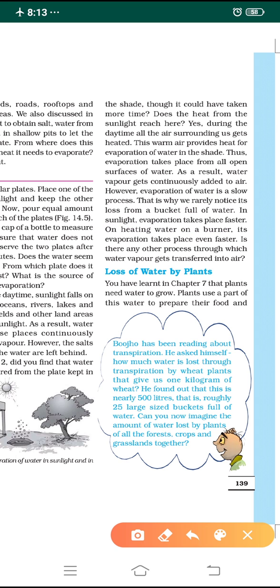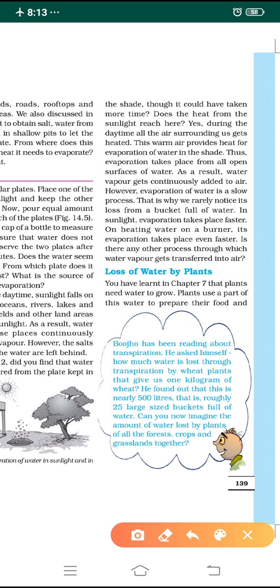On heating the water on a burner, its evaporation takes place even faster. When you are heating water in a cooker or on any gas burner, its evaporation is much faster. Is there any process through which water vapor gets transferred into air? You have to think about that.